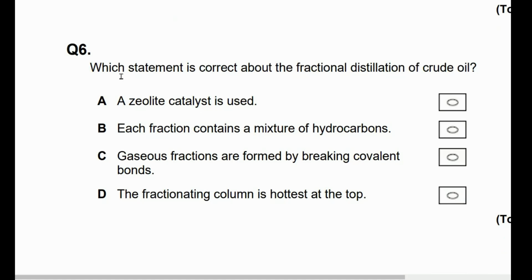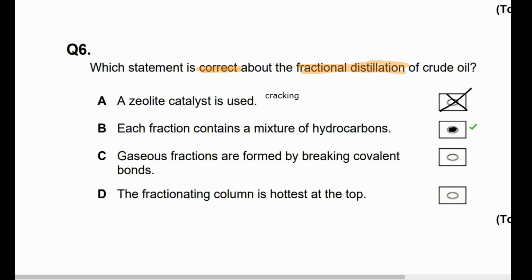Which statement is correct about fractional distillation of crude oil? You know fractional distillation. That's the thing with the tower, where we're separating the mixture of hydrocarbons. So is a zeolite catalyst used? No, that's catalytic cracking. A zeolite catalyst is used in cracking. You don't need it in a separation technique. That's for chemical reactions. Each fraction contains a mixture of hydrocarbons.